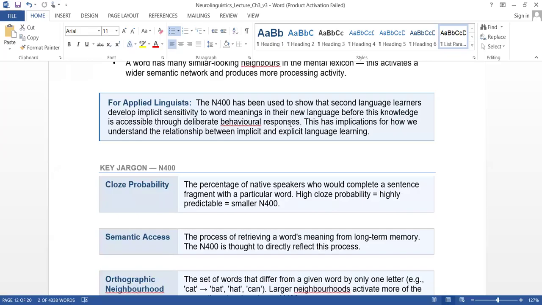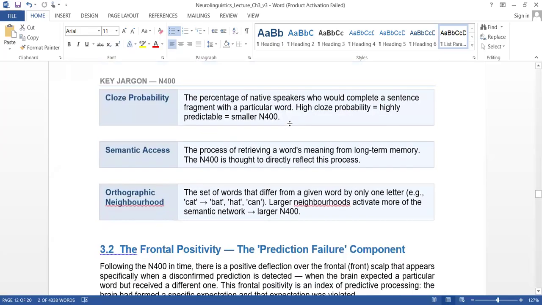So that means before you even know whether you know the meaning or you don't know the meaning of a certain word, your brain might have secretly, implicitly got the ability to process that, right? So that's why it is important in applied linguistics as well.